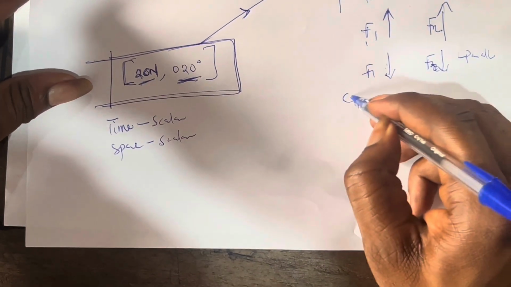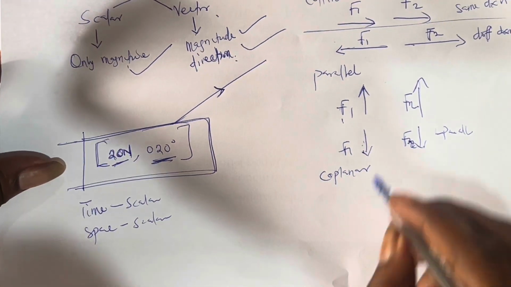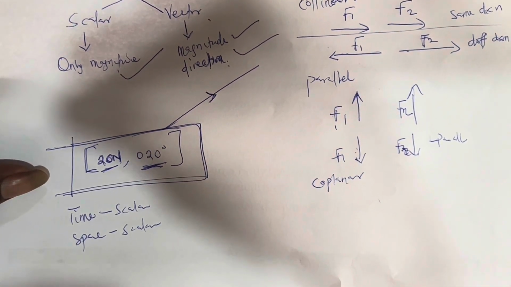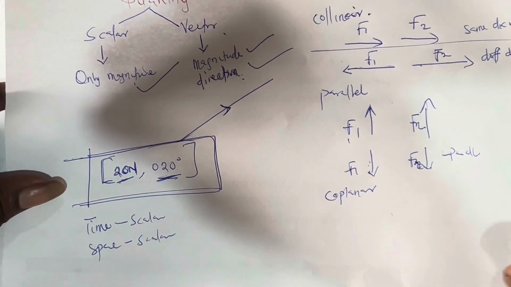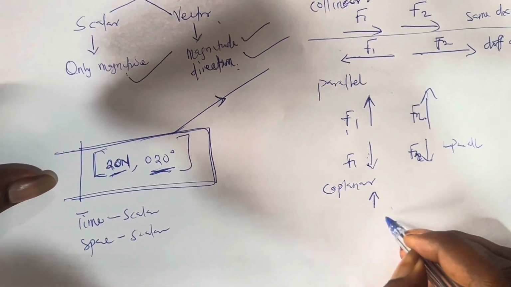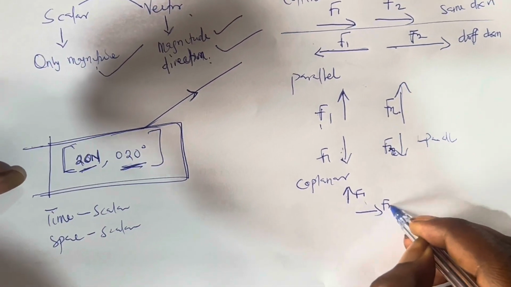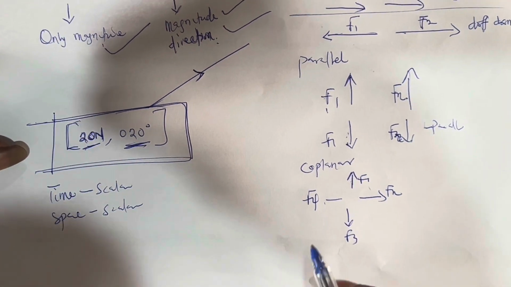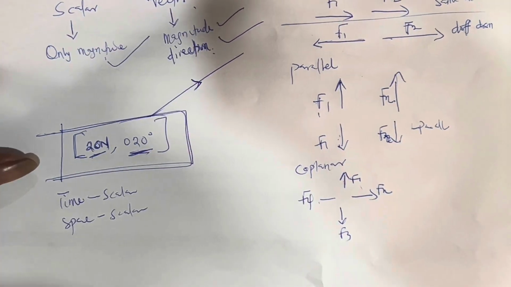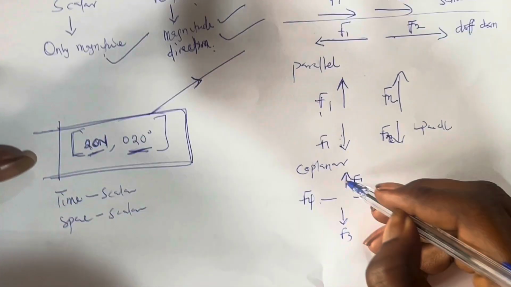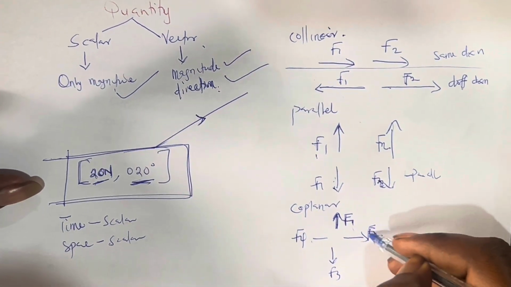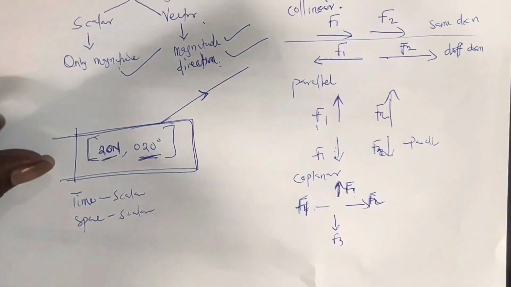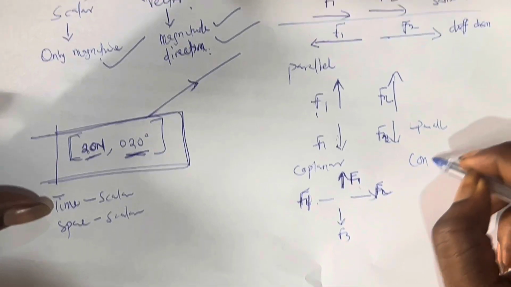Now we also have coplanar forces. Coplanar forces are forces that are acting in the same plane. You can have force 1 here, force 2 here, force 3 here, and force 4 here, but necessarily, they do not meet. They are not supposed to meet. So with coplanar forces, you can have F1, F2, F3, F4 acting in the same plane, but they do not meet. And we have the concurrent forces.